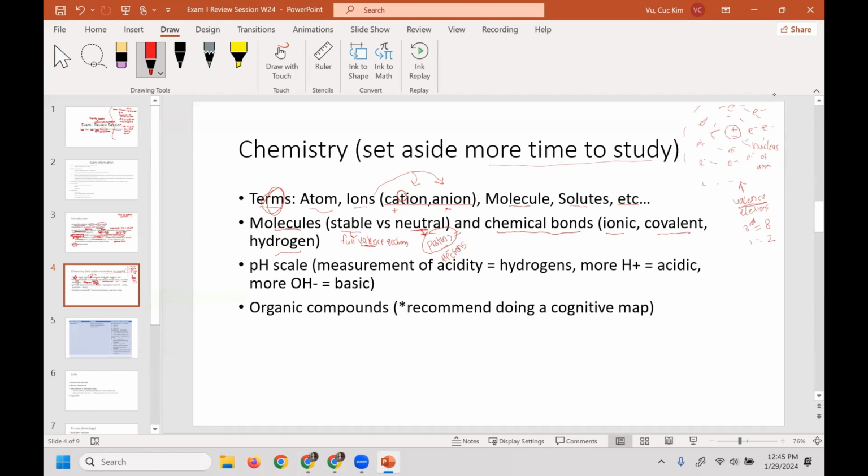You're also going to see questions based on the pH scale. The pH scale is the measurement of acidity. How can you remember that? It's because it's the P, the measurement of H. What's H? Hydrogen. That's why it's the pH scale. H is the symbol for hydrogen. The more hydrogen you have, the more acidic something is. The more hydroxide you have, OH, the more basic it is.